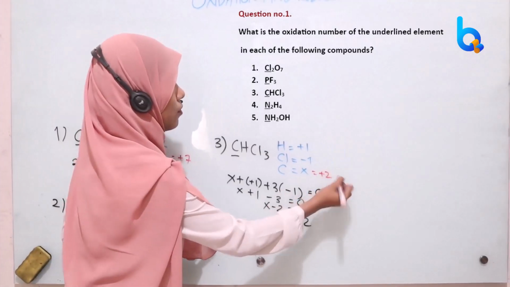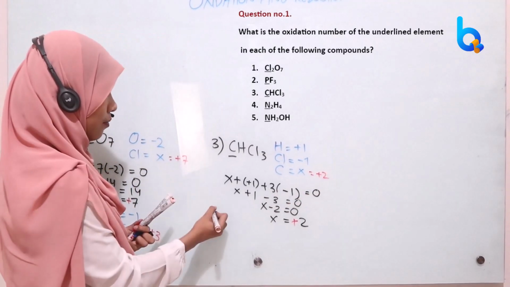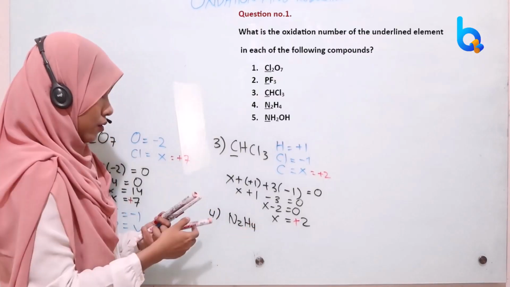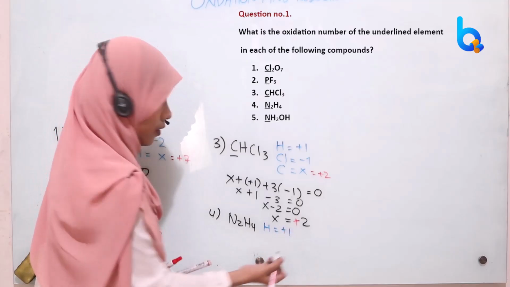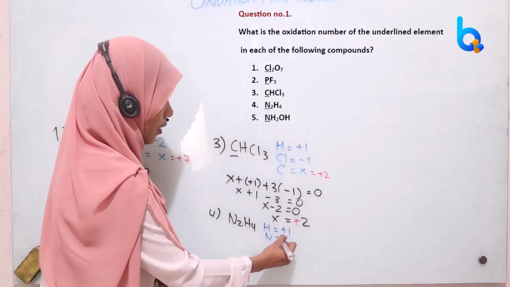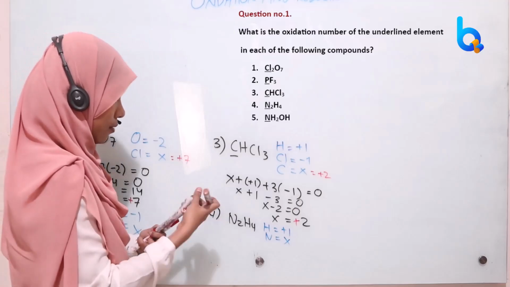So X equals +2. Okay, next, number 4, N2H4. We know that hydrogen has oxidation number +1, and we don't know for the N, so just put N equals X here. So let us do the mathematical expression here.